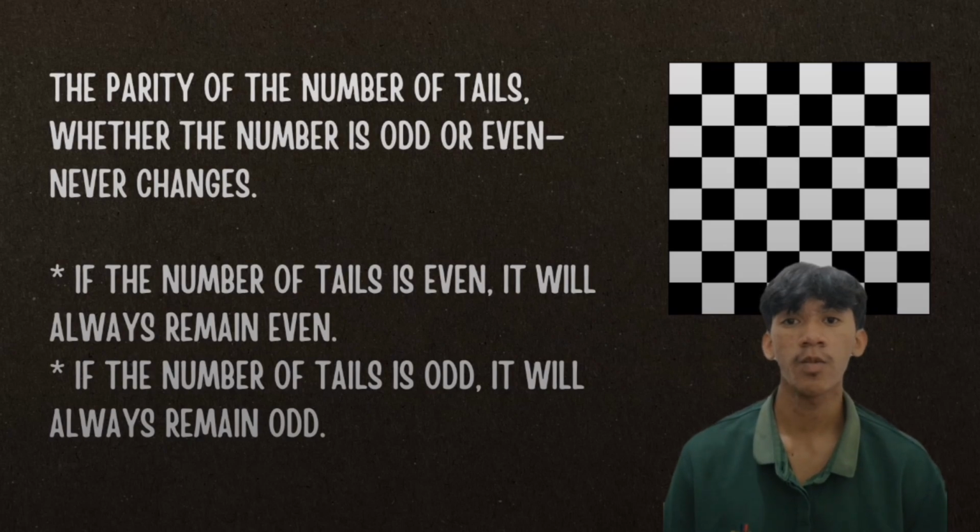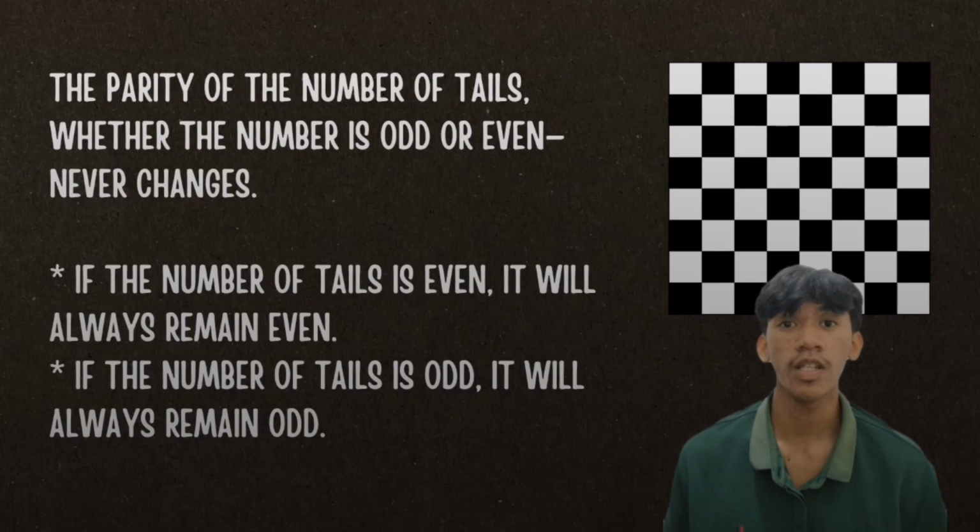Now, suppose we start with an odd number of tails. Since the parity never changes, the number of tails will always be odd. But if we want all the coins to show heads, that means the number of tails must be 0, which is even. Therefore, if we start with an odd number of tails, it is impossible to reach the goal. But if it is otherwise, then the goal is reachable.